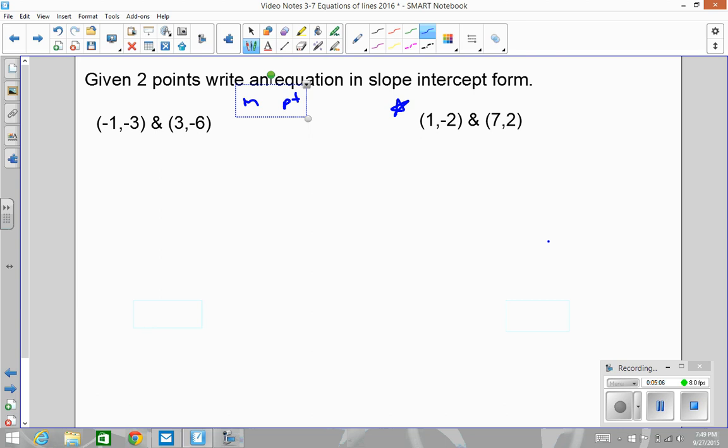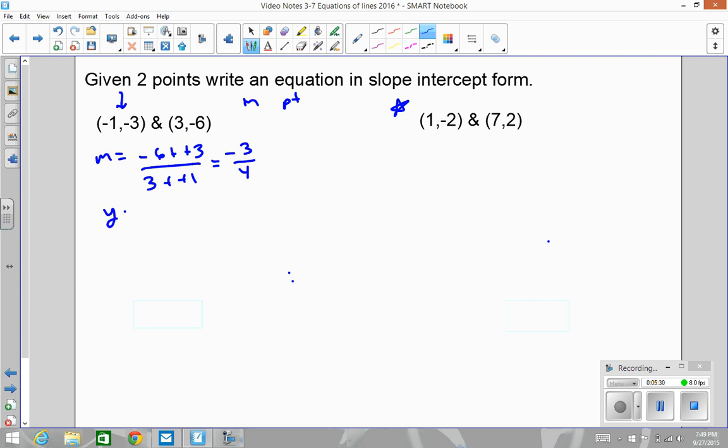So I've got 2 points. Let's find slope. So m is equal to -6 minus -3 all over 3 minus -1. Two negatives make a positive, so this is -3 all over 4. Now you get to pick a point. I'm going to pick the smaller point. I'm going to pick this point. You could actually pick either point.